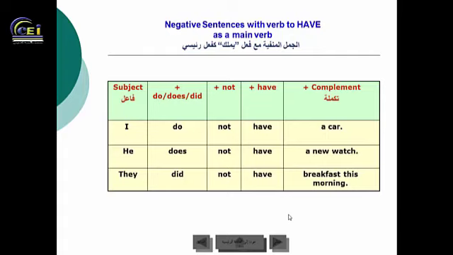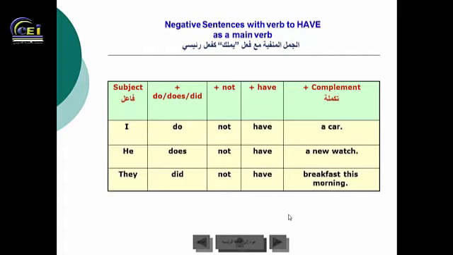We know the negative of verb to have or verb to do. We put not after do, does, did, in any tense. I don't have a car. He doesn't have a new watch. They didn't have breakfast this morning. Negative.